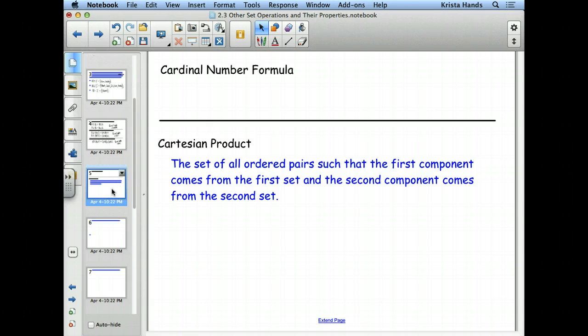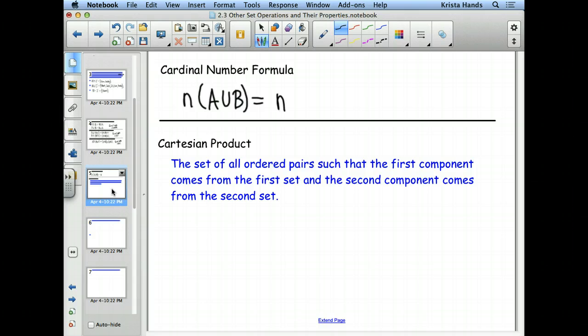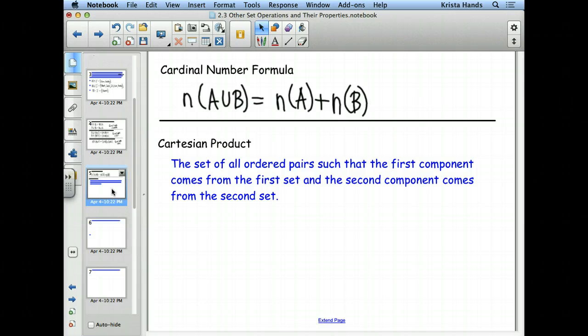We're going to talk about cardinal number and Cartesian product, I guess. All right, the cardinal number formula says the following. If I would like to figure out how many items are in a union, what I could do is take the number of items in set A and add that to the number of items in set B. And I'm going to run into a problem if I do. So let me show you what this has so far. It's incomplete as drawn. But let me draw a picture to argue why.